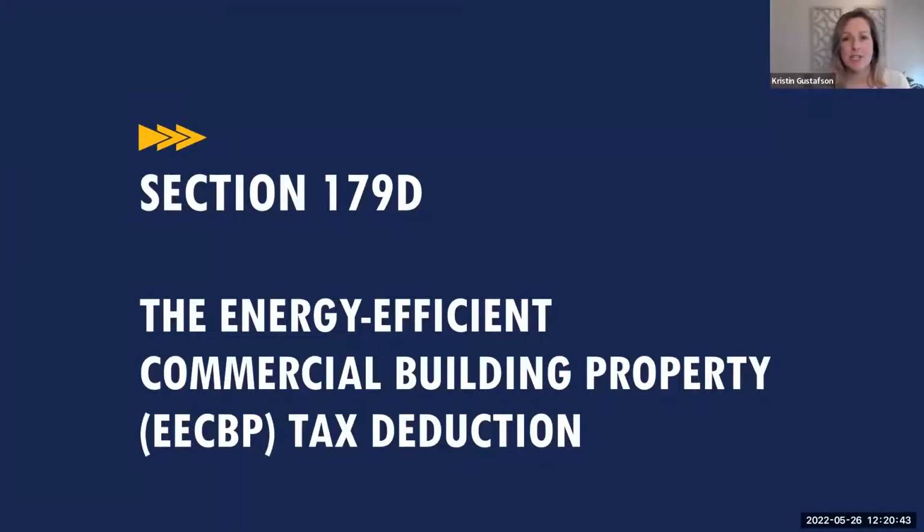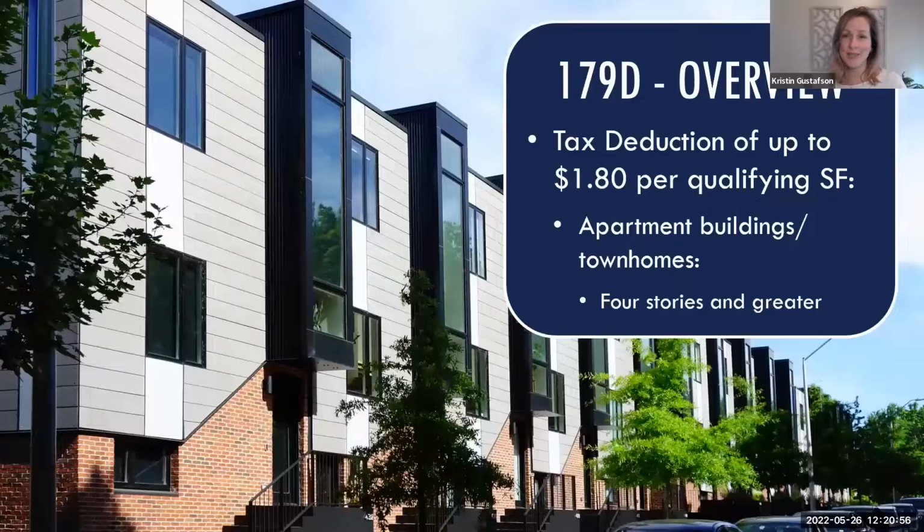This is the energy efficient commercial building property tax deduction, again, as it relates to residential building. So if your residential development is over 3 stories, 179D is another tax benefit to consider. As it currently stands, this is a tax deduction of up to $1.80 per square foot for qualifying properties. And for the purposes of this webinar, we mean apartment buildings or townhomes 4 stories and greater.